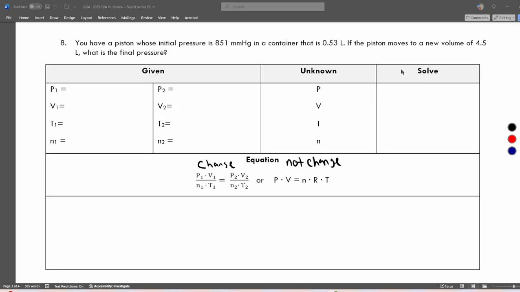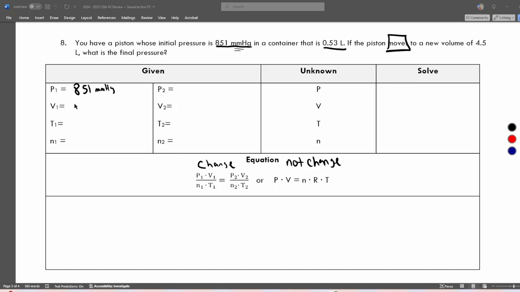So let's read our question. It says, you have a piston whose initial pressure is 851 millimeters of mercury in a container that is 0.53 liters. If the piston moves, ooh, that's a change. Something changed, so we're going to use this one. If the piston moves to a new volume of 4.5 liters, what is the final pressure? Don't forget, if it's got a weird unit, mmHg, what's that? I don't know, then it's pressure. It's always pressure, okay? So that's going to be our first pressure, 851 millimeters of mercury in a container that is 0.53 liters.